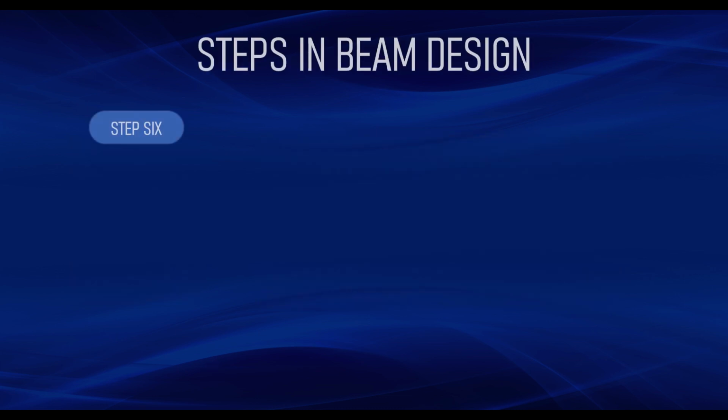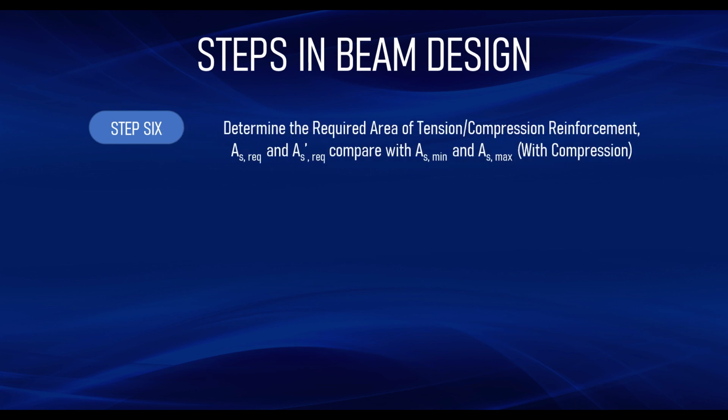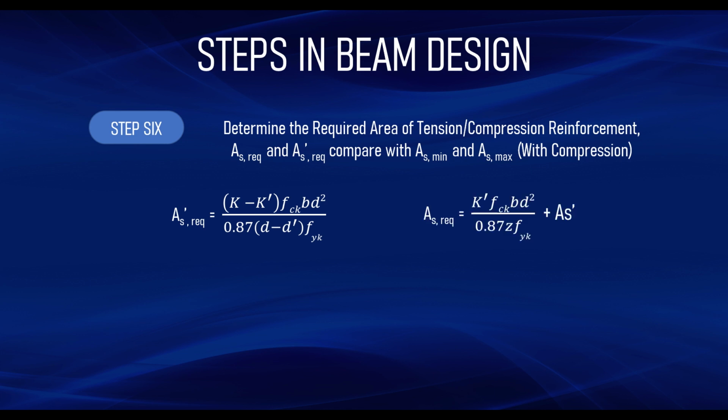Let's assume that your beam required compression reinforcement. What you have to do is determine the area of tension reinforcement as well as the area of compression reinforcement, and you compare them with the AS minimum and AS maximum. It's just following the same approach. The compression reinforcement is given by this formula. We already know K, we know K prime, you know d and d prime. Substitute your values, you get the area of compression reinforcement.